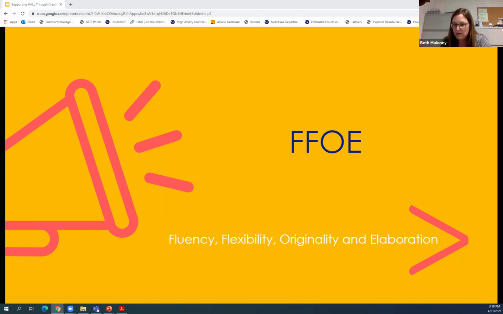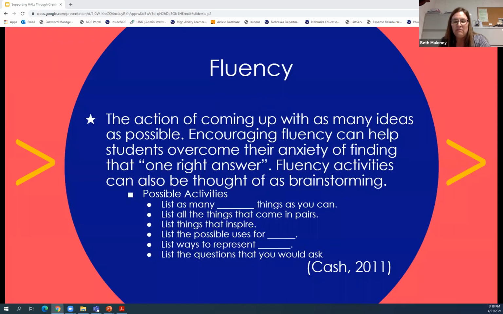So we call this FFOE. It's written about in many places, but we're talking about fluency, flexibility, originality, and elaboration. And so I'll talk about each of them individually. For fluency, the action of coming up with many ideas is possible. Encouraging fluency can help students overcome their anxiety of having the one right answer. And we know that a lot of gifted kids have that trepidation of being wrong. And so if we can encourage them to think of lots of ideas and that there isn't one right answer, maybe some of that anxiety will be released.